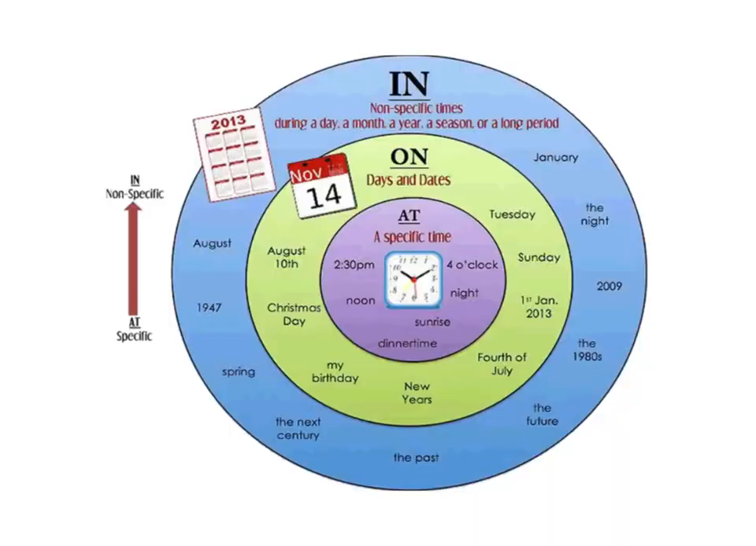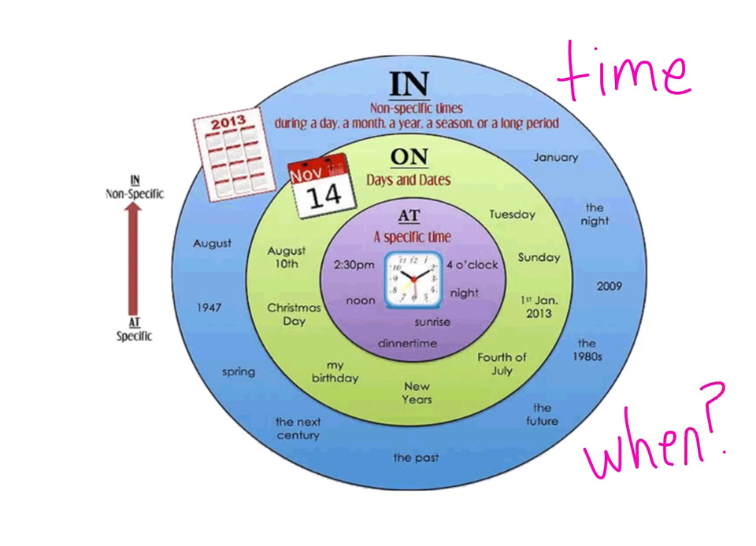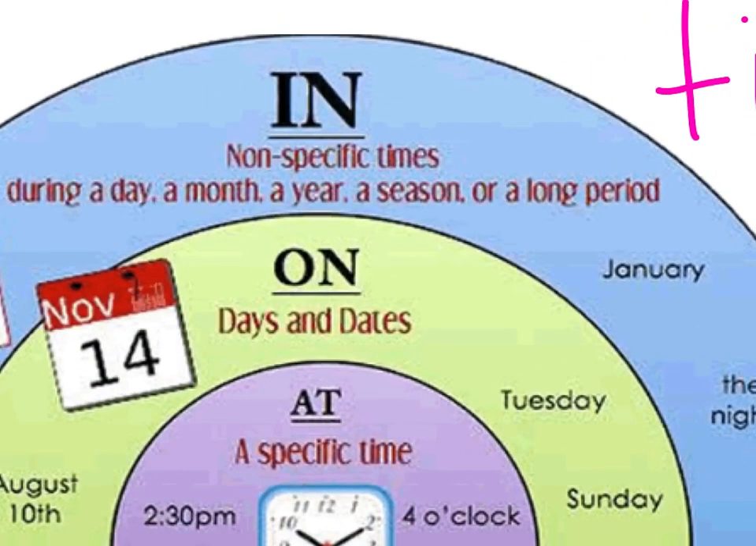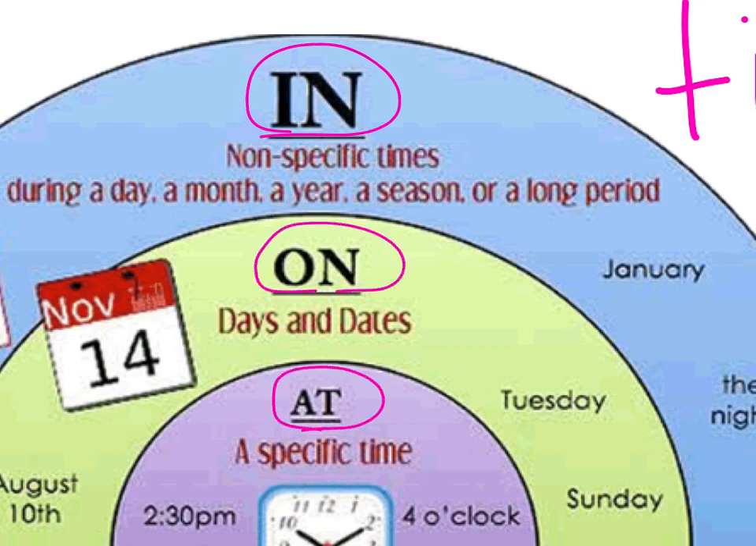Prepositions are also used to tell us about time. They answer the question, when is something happening? Before we've been talking about answering the question where, but these answer the question when. Some of the big ones that we use are in, on, and at. In, on, and at are tricky prepositions because we use them for both answering the question when and answering the question where.